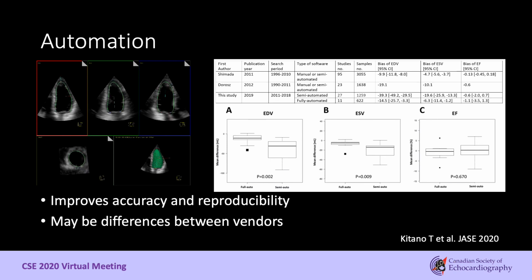Again, similar to 2D, semi and fully automated methods are available for analyzing 3D data. Several meta-analyses have been performed. The most recent one was published in JASE in 2019. This study showed that fully automated methods are actually more accurate compared to MRI gold standard than semi-automated methods. Additionally, they have less variability. One of the things they did find a signal for is that there may actually be differences in vendors, and so for serial studies, the patient should undergo analysis by the same vendor platform.